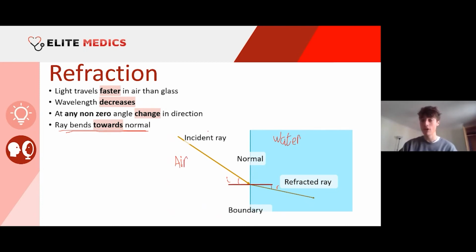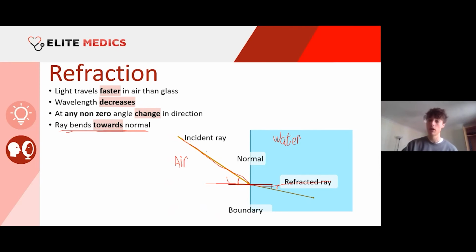So if the speed decreases, going from air to water, then the angle will decrease and it will bend towards the normal. What is the angle of incidence again? The angle of incidence is the angle between the incoming ray of light, this ray here, and the normal. Remember, the normal is an imaginary line that's perpendicular to the boundary. So you have the boundary here, that's vertical, and the normal is horizontal, perpendicular to the boundary. So this is your angle of incidence here, I.